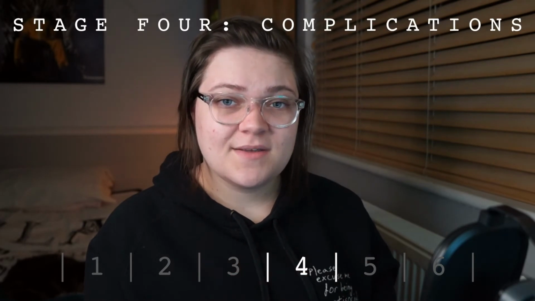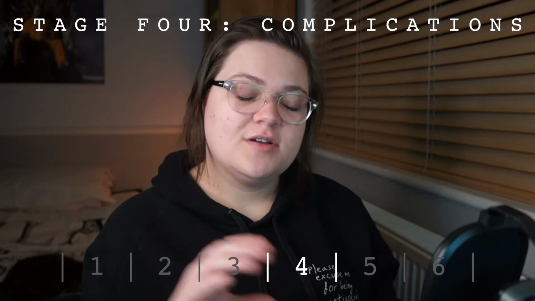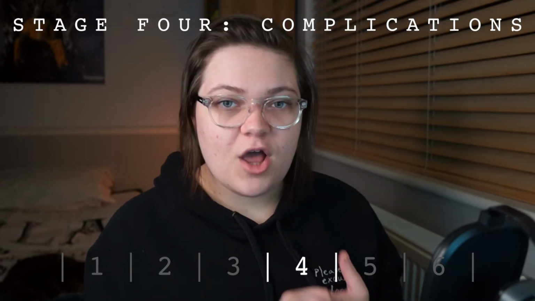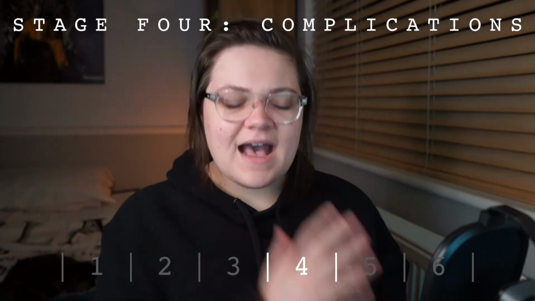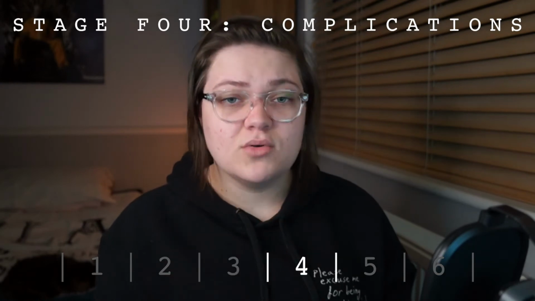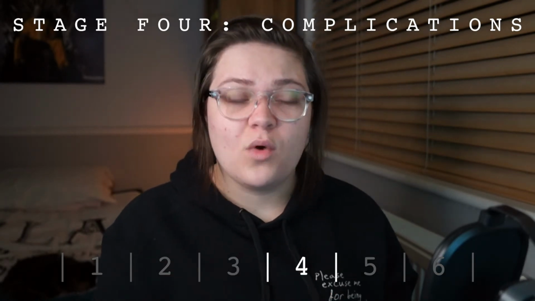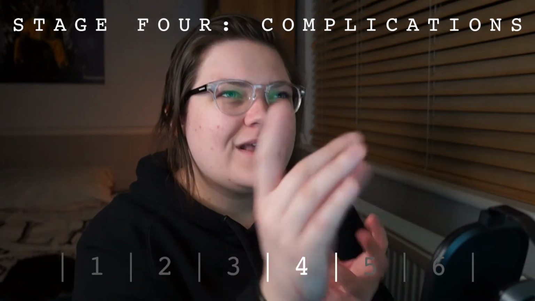So in stage 4, we start to see more complications. Again, we're still in the second act, so there's more rising action. The stakes are getting higher. There's a lot more to lose, but there's a lot more fight within the character. As the action is rising, there has to be higher stakes, more to lose, and the character has to want the end goal even more. It's almost like we can taste it.